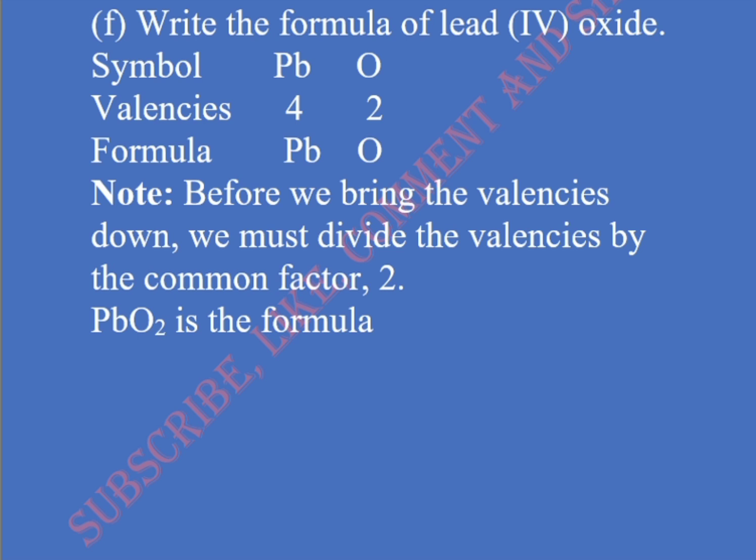So let's look at another example. Write the formula of iron 3 oxide. Here the valencies have no common number which can divide them and give us a whole number. Therefore, we just exchange the valency as shown.